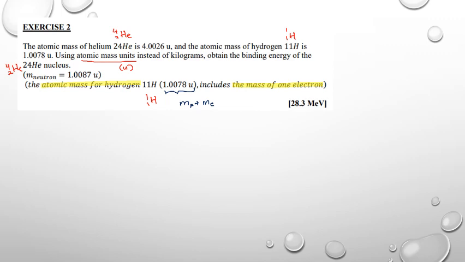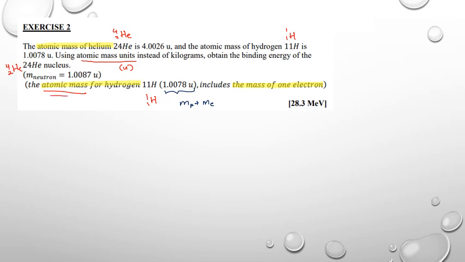Now in the original question, you are given the atomic mass of helium. So how are we going to calculate mass defect? Since we want to calculate binding energy, mass defect is a must, right? If you recall the key idea that I mentioned just now, if you are given atomic mass, then you should calculate M nucleus. But exercise 2 is a bit special because you are not given the mass of the proton. You are given the atomic mass of hydrogen.